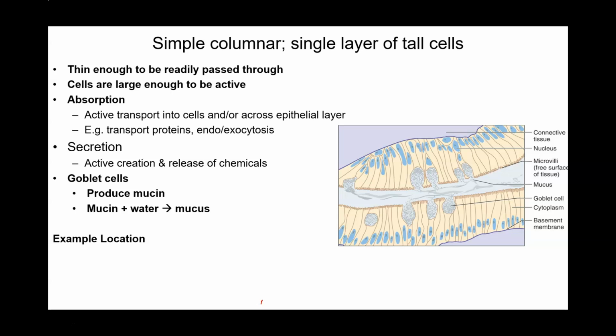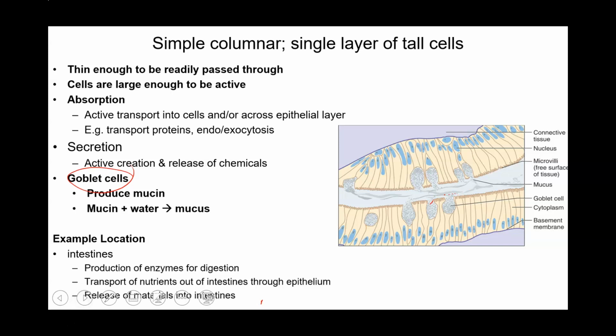Now, sometimes in simple columnar, there are these special cells that release a protein-based material known as mucin, and when mucin mixes with water, it makes mucus, and these are called goblet cells. So we have a goblet cell there, a goblet cell there, there, and there. And they release this material into the lumen that they line, right? And usually this mucus in some form or fashion is protective.